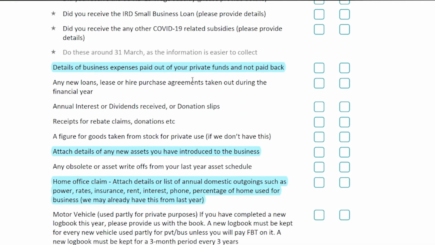Details of business expenses paid from personal accounts. This is another good one. If you've got any costs that haven't run through your business, let us know. Personal assets as well. Let us know around personal assets used for business. We may be able to introduce these for tax savings. Just provide details of what they are and their market value, which is what you get if you sold it. Or if you bought during the year, how much they cost.